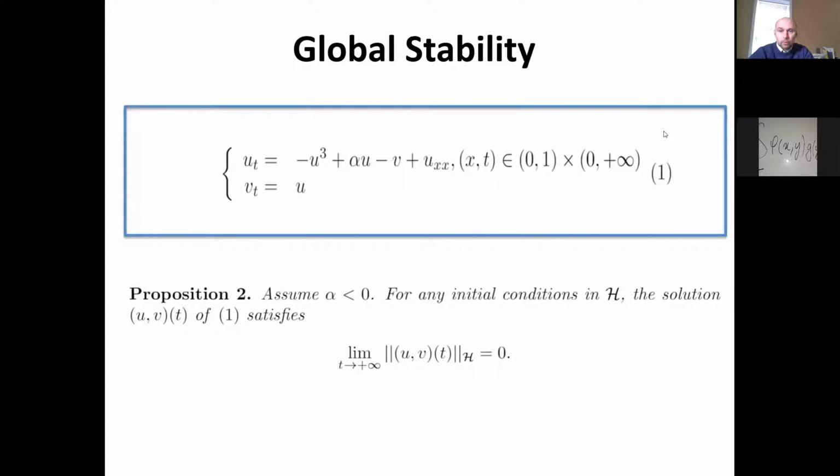And we are now claiming the first result, which is: if you choose this coefficient alpha to be negative, then whatever initial conditions you choose in H, the solution is going to 0 in this Banach space H. Is everything clear? Yes. Okay, thank you.